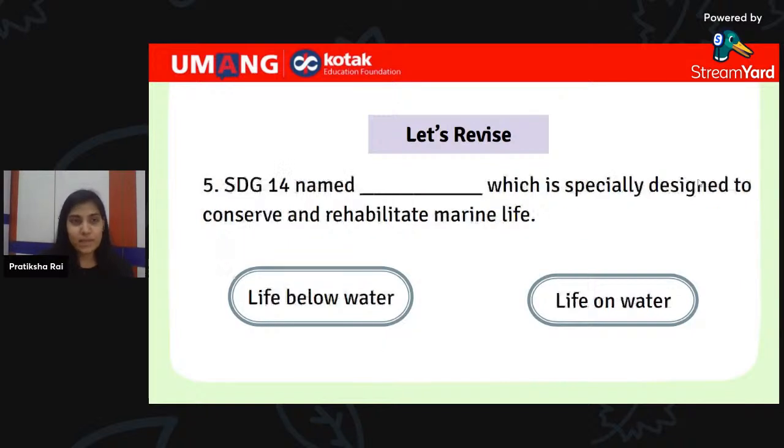Let's look at the next one, that is SDG 14, named Dash, which is specially designed to conserve and rehabilitate marine life. Now, think about it. Is it life below water or life on water? What do you think is the correct option? This is a little difficult, little confusing. Think about it. Yes, the correct answer is life below water. So, Sustainable Development Goal number 14, named life below water, is specially designed to conserve and rehabilitate marine life.